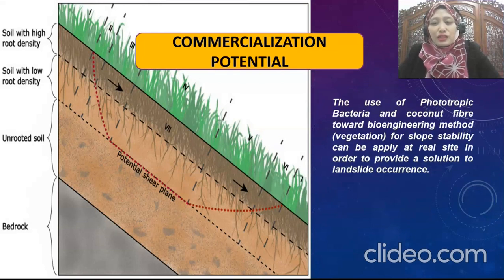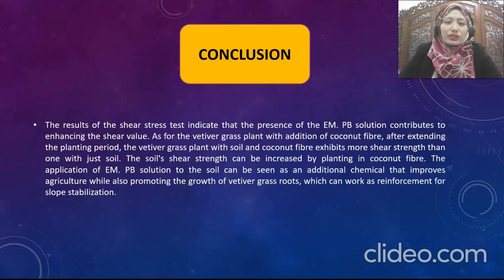As for the commercialization potential, the use of phototropic EMPB and coconut fiber toward the bioengineering technique for soil stability can be applied at the real site in order to provide a solution to landslide occurrence. As a conclusion, the result of tests under shear stress indicates that the presence of EMPB contributes to the enhancement of the vertical withdrawal. Similarly with the coconut fiber, since the result is quite similar with the presence of EMPB. The application of EMPB solution to the soil can be seen as an additional chemical that improves the agriculture, while also promoting the growth of vetiver grass roots, which are able to act as root reinforcement for slope stabilization.